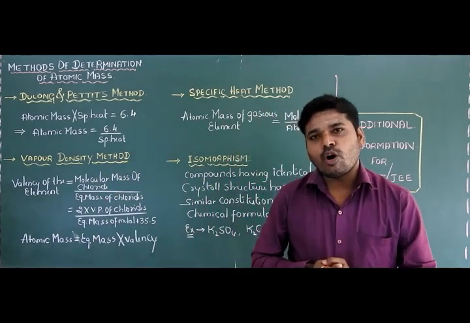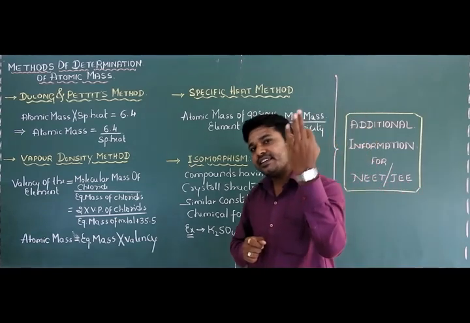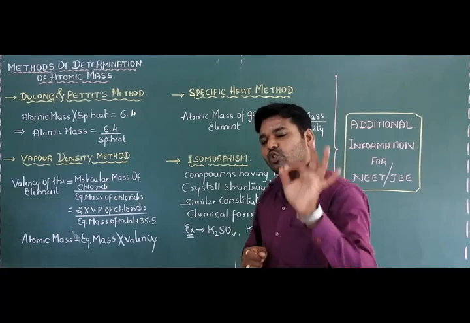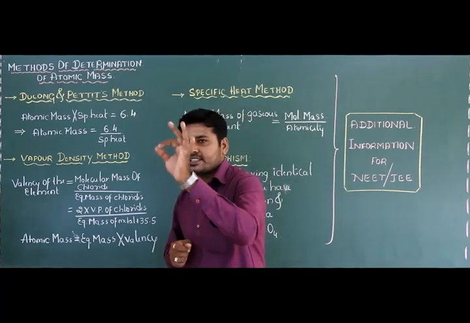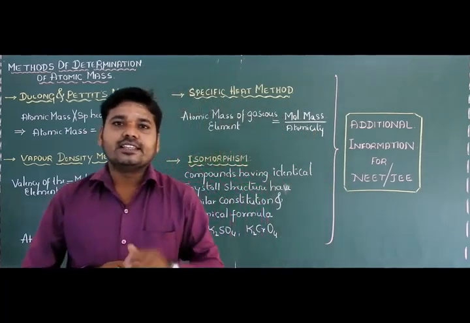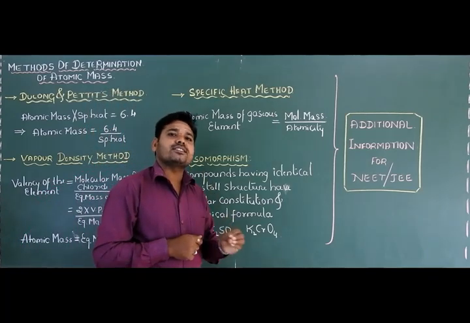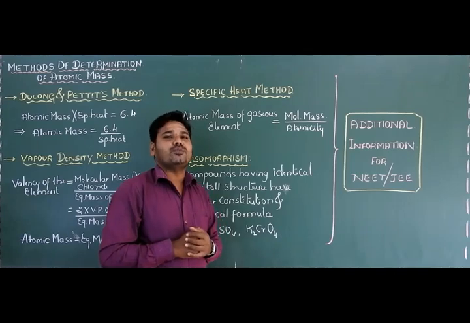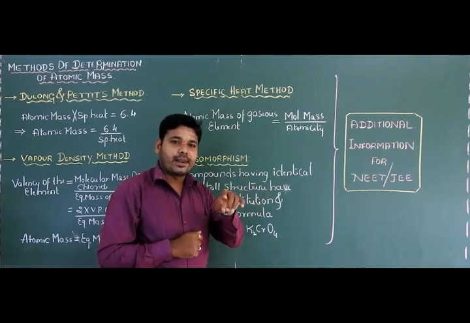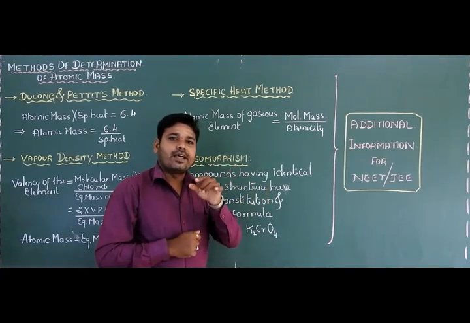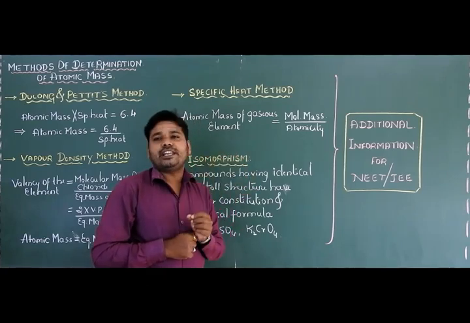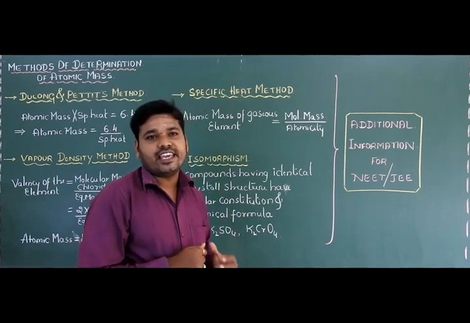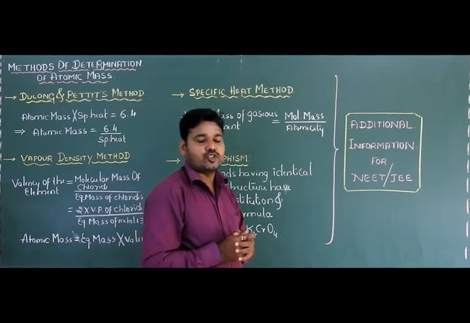Suppose an atom or element exists in three isotopes with atomic mass A, atomic mass B and atomic mass C. In such cases, the average atomic mass of an element is calculated by using the formula (m into A plus n into B plus o into C) divided by (m plus n plus o). Like this we calculate the average atomic mass of an element, students.